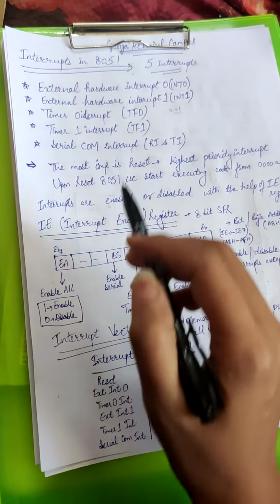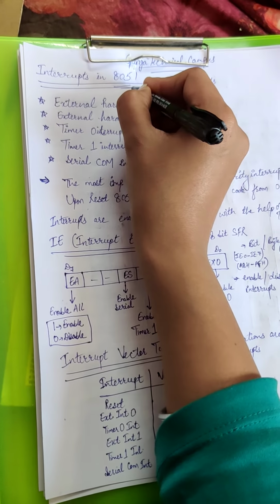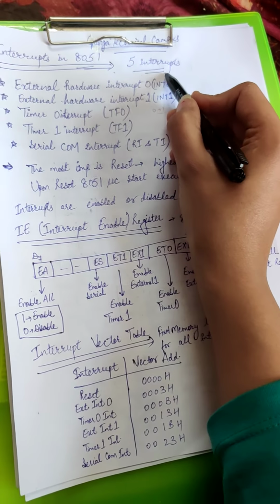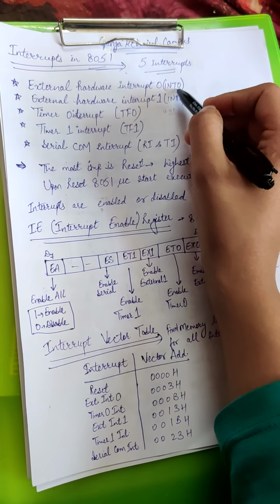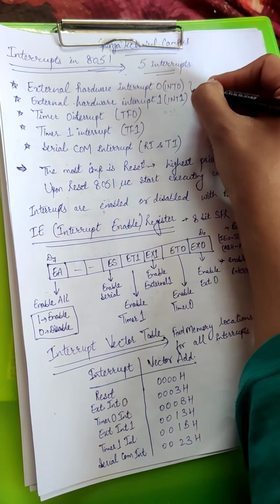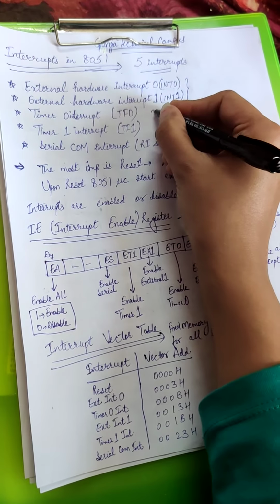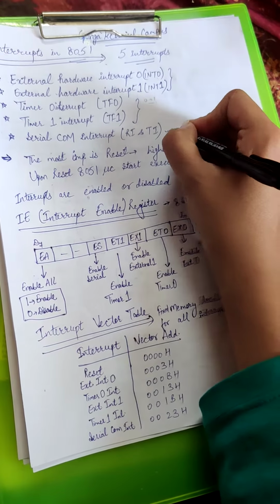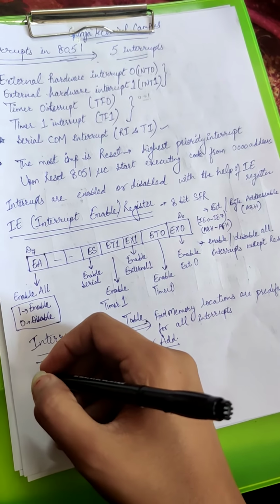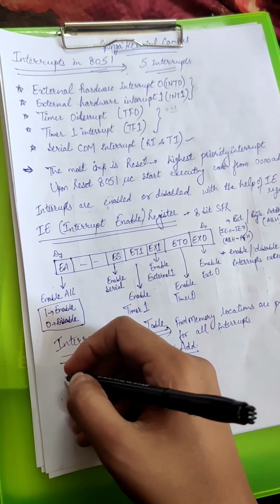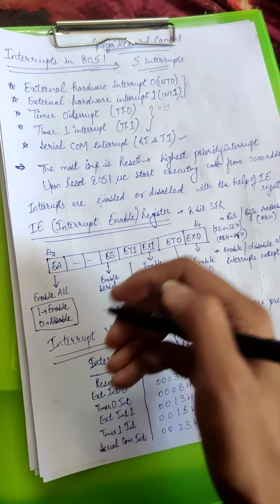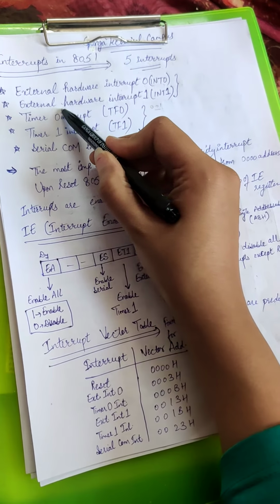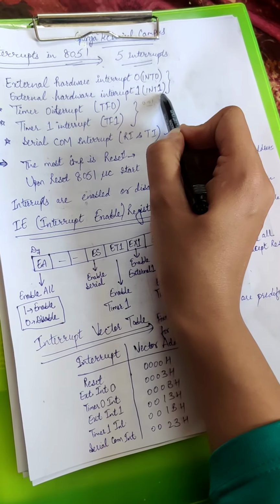So next is interrupts in the 8051 microcontroller. There are basically 5 interrupts in the 8051 microcontroller: 2 external interrupts, 2 timer interrupts, and 1 serial communication interrupt, the serial port interrupt. The 2 external interrupts are external hardware interrupt 0, INT0, and external hardware interrupt 1, INT1.